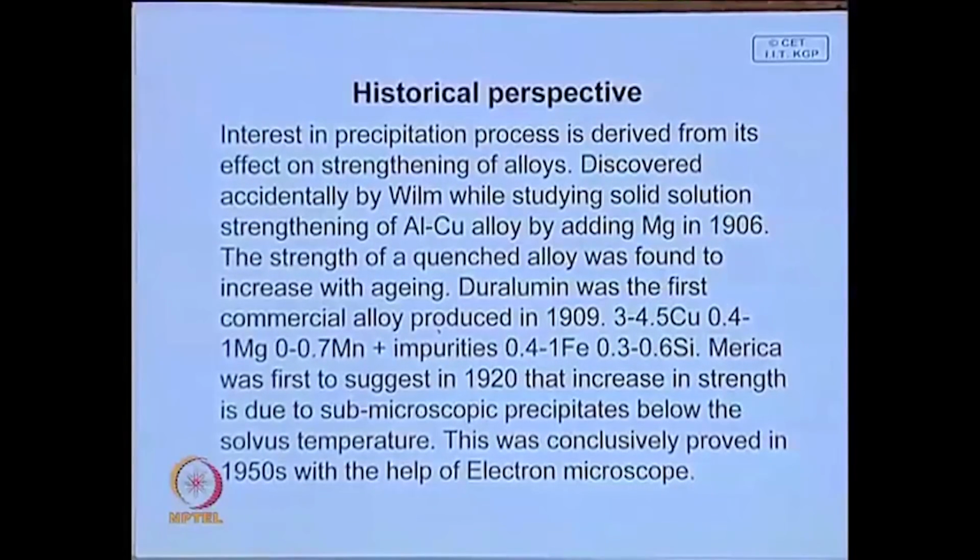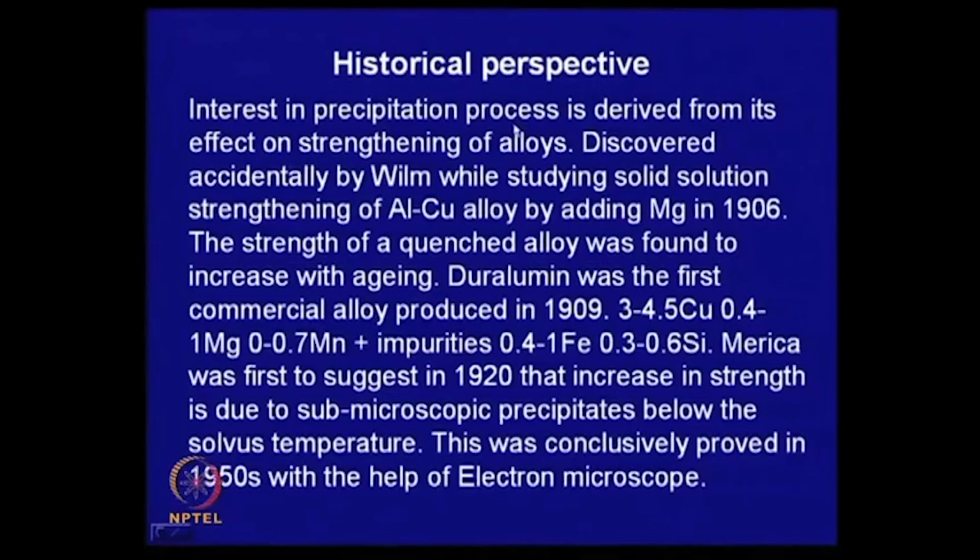Now, if we look at the history, on the slide here on the computer, this is the historical perspective which is given. The interest in the precipitation process is derived primarily from its effect on strengthening of alloys. And like most discoveries of alloys, this was discovered accidentally by Wilm while he was studying the solid solution strengthening of aluminum copper alloy by adding magnesium in 1906.